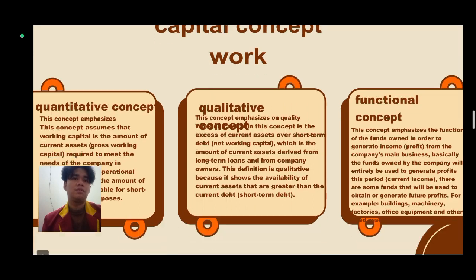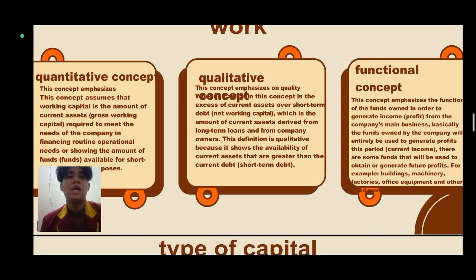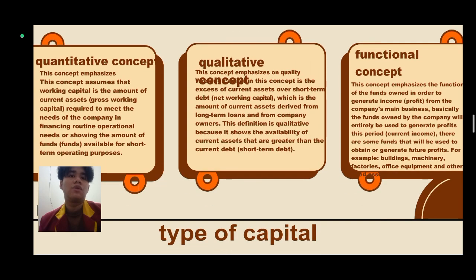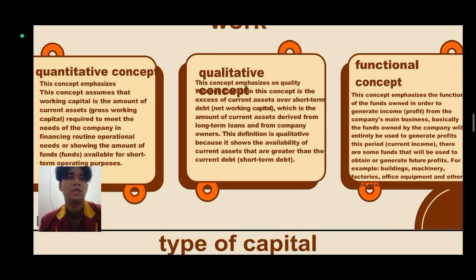And then the working capital concepts. The first is the quantitative concept. This concept assumes that working capital is the amount of current assets or gross working capital required to meet the needs of the company in routine operational needs, or showing the amount of funds available for short-term operating purposes.